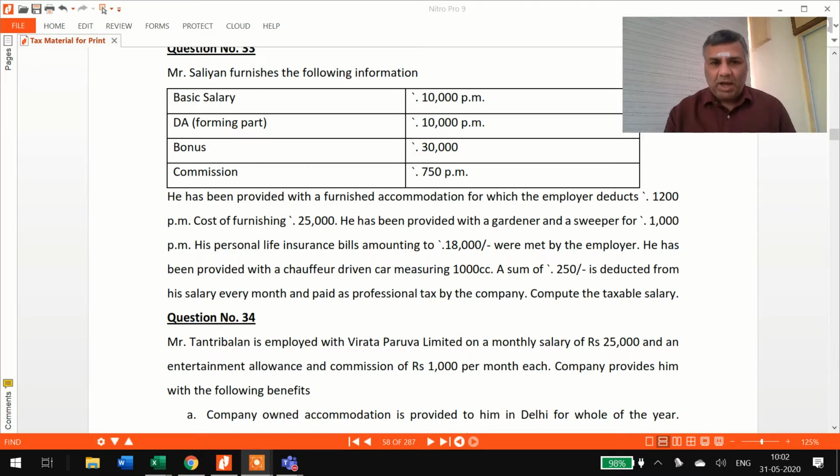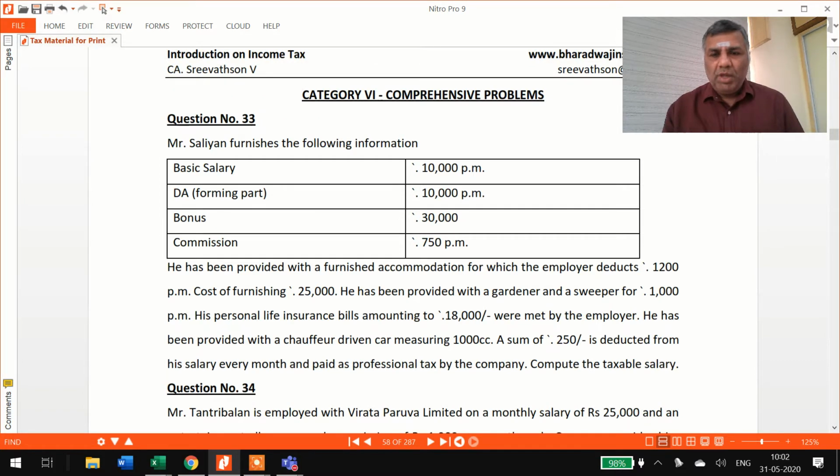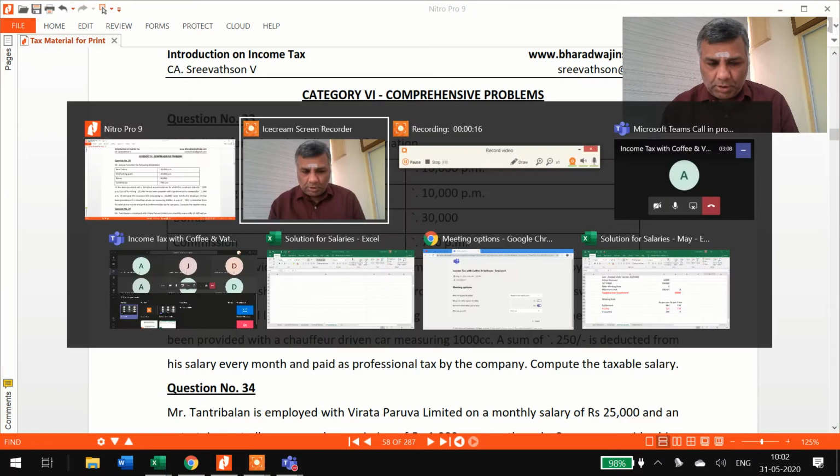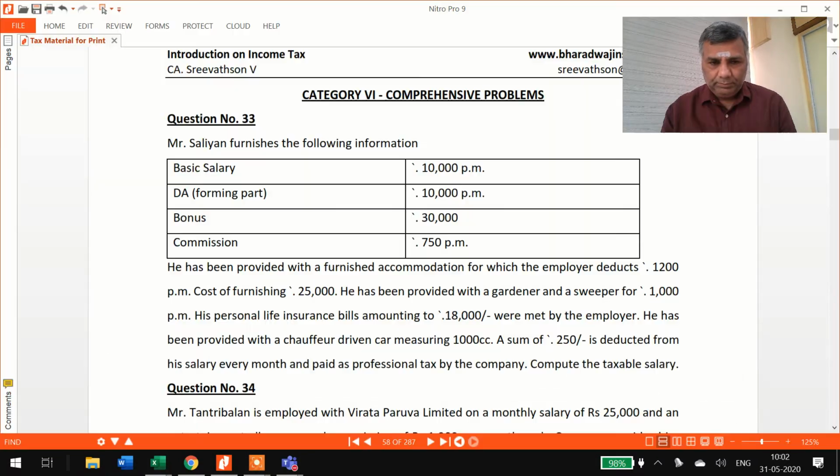Namaste friends, we are walking into the comprehensive solutions now. We are going to start with comprehensive solutions of the salary chapter. I am in question number 33, page number 58, my dear friends.